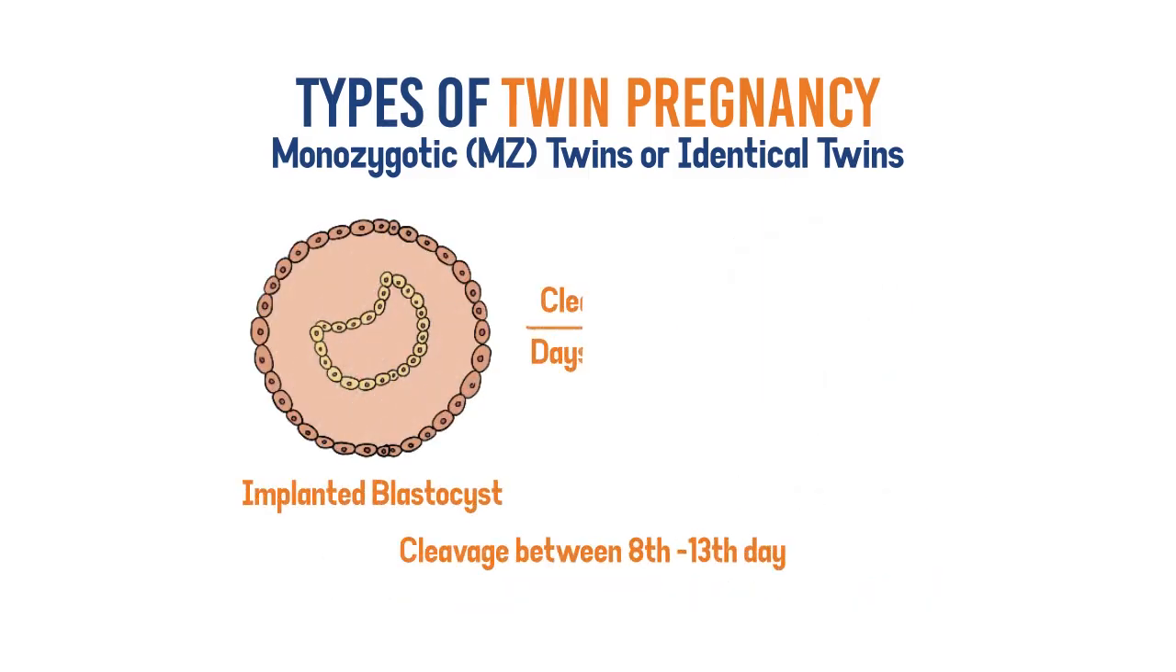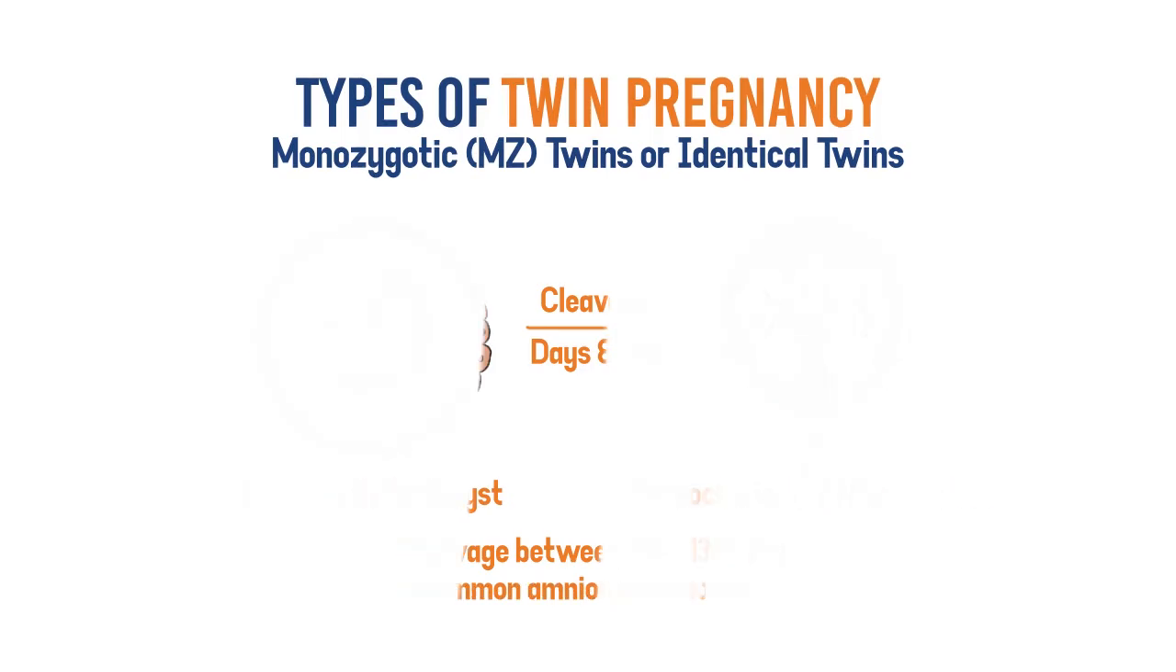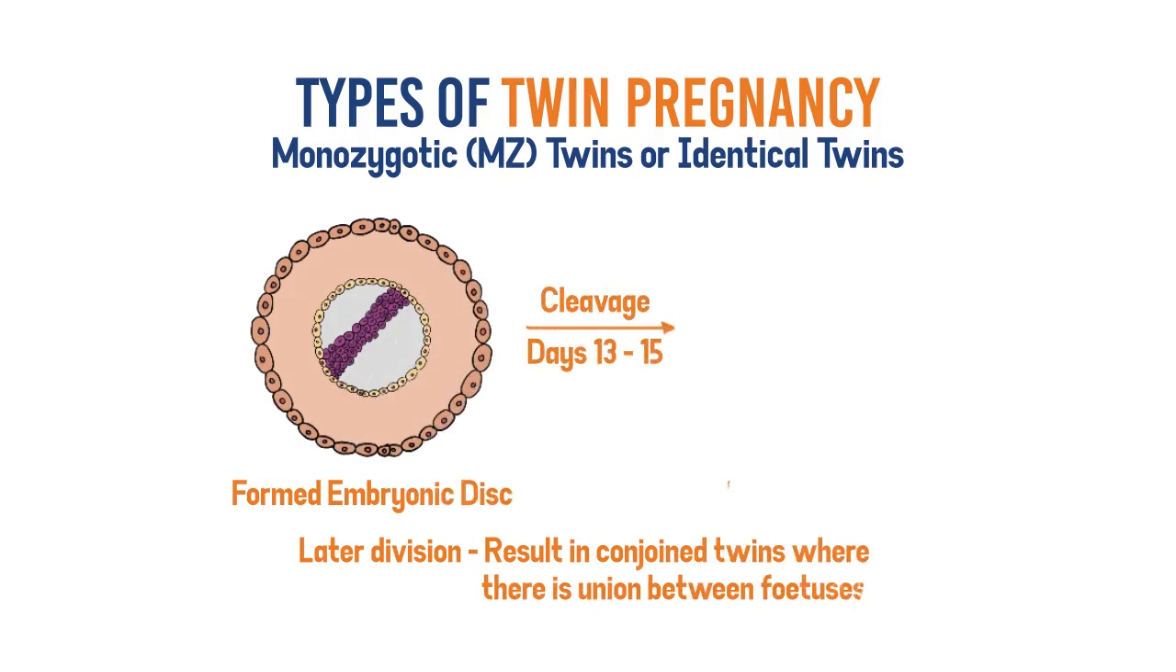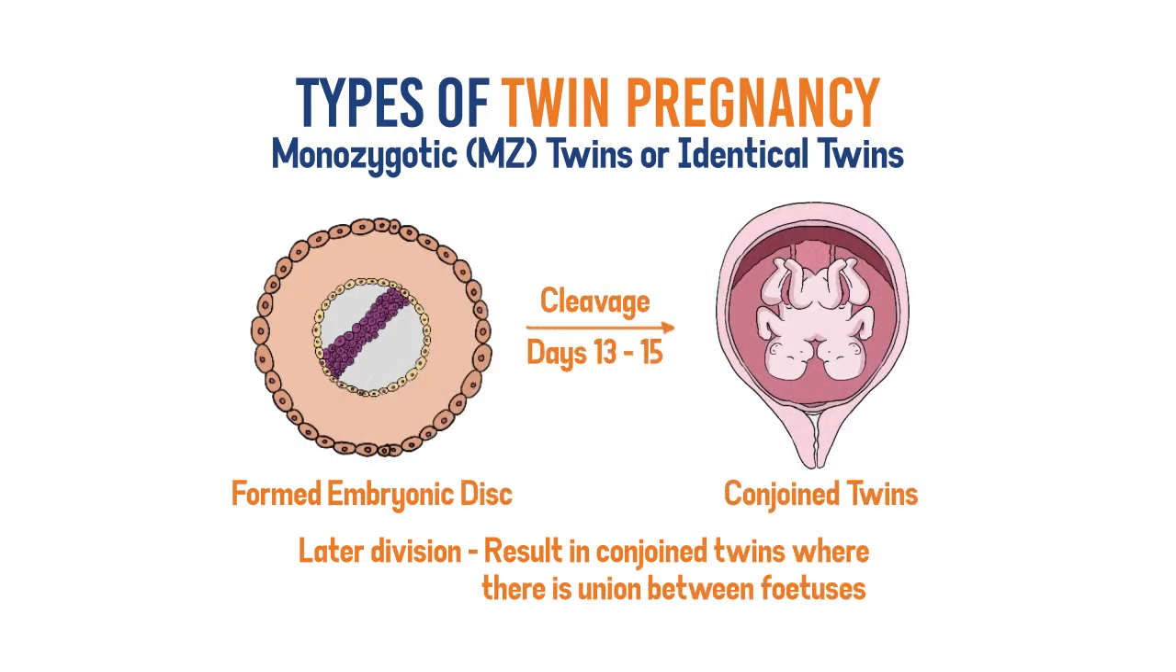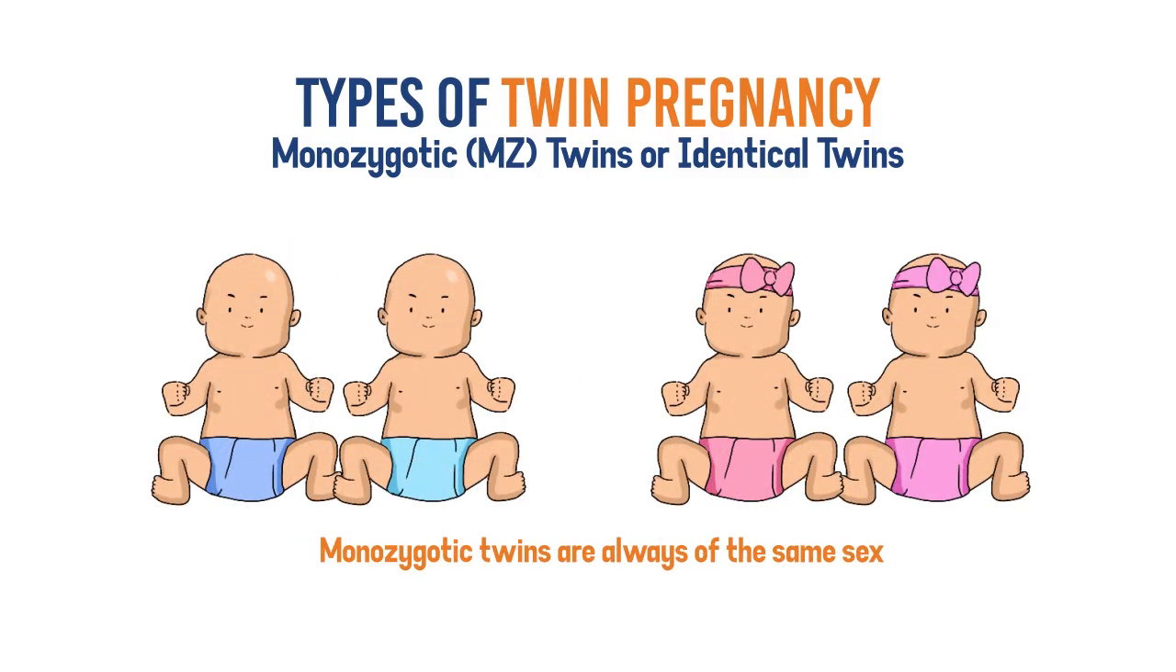Cleavage occurring between the 8th to 13th day results in fetuses sharing a common amnion and chorion. Later division results in conjoined twins, where there is union between the fetuses. Monozygotic twins are always of the same sex.